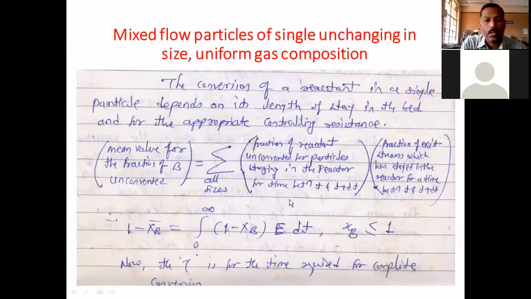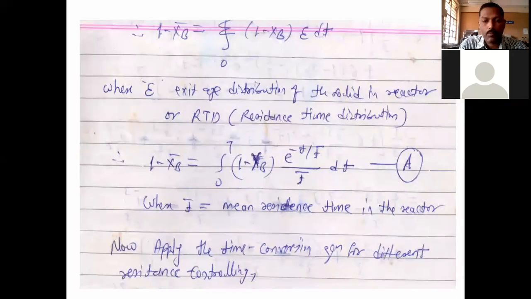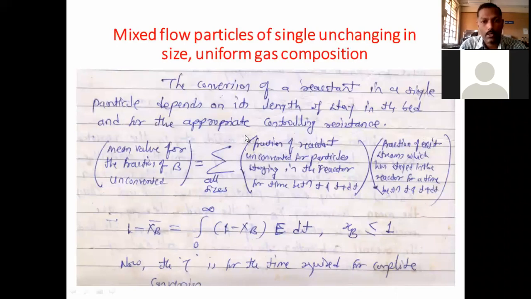So we check the derivation for this mixed flow of particles of a single unchanging size with uniform gas composition. The above equation for mean conversion we calculate for a plug flow type of reactor. Now this conversion applies here, in the design of the reactor, to the kinetics of a single particle of unchanging size. So how is this reaction mechanism? We will see this here. The conversion of reactant in a single particle depends on its length of stay in the bed and on the appropriate controlling resistance.